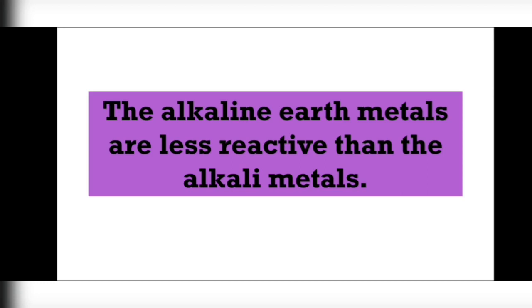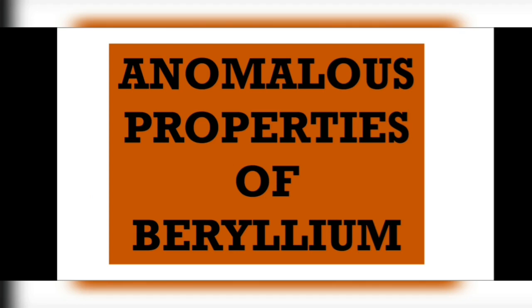Okay, some of the reactions of these alkaline earth metals are reactivity towards air and water, reactivity towards the halogens, reactivity towards hydrogen, reactivity towards acids and reducing nature, and solutions in liquid ammonia. These reactions are given in your textbook, you can go through them. Then we'll discuss some anomalous properties of beryllium.